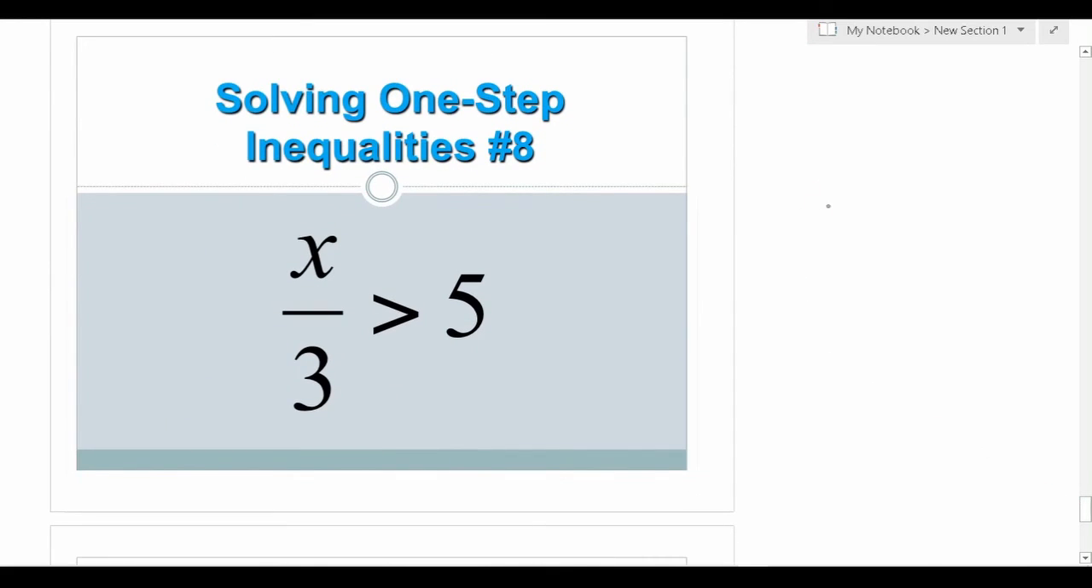And finally, we have x over 3 is greater than 5. Again, I want to rewrite this. 1 over 3 x is greater than 5. To get x by itself, we're going to multiply this side by 3 as well as this side by 3. 1/3 times 3 is just 1. 1 times x is x. That leaves us with x is greater than 5 times 3, which is 15.